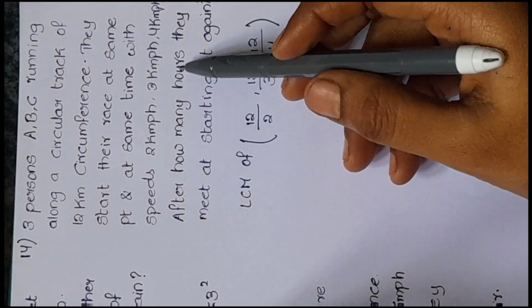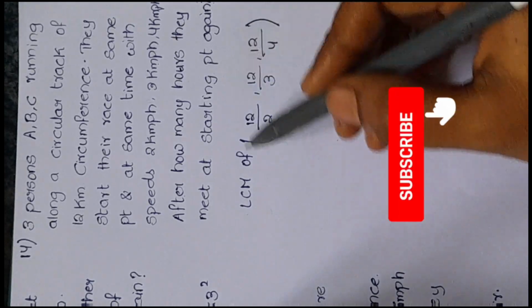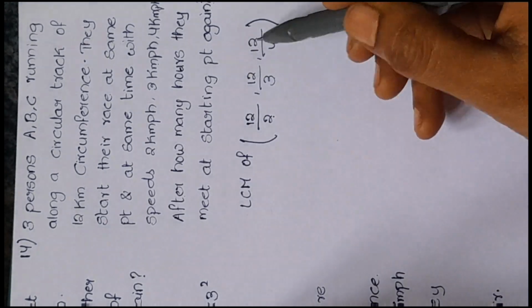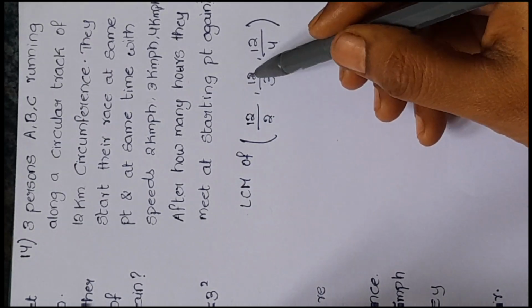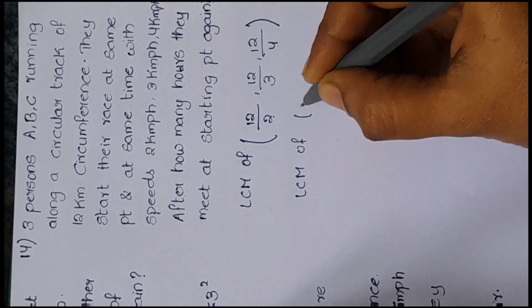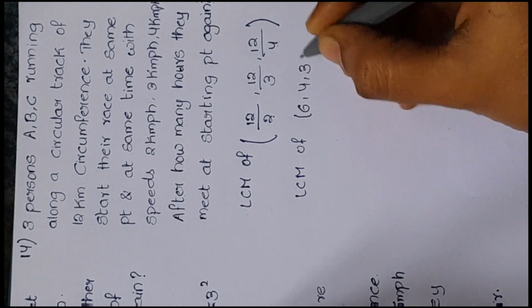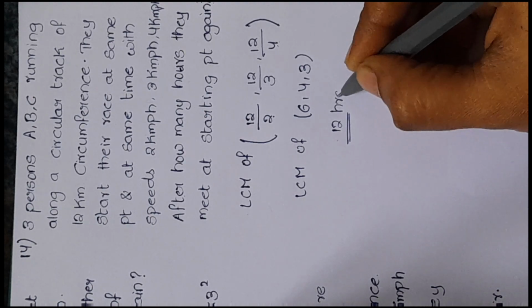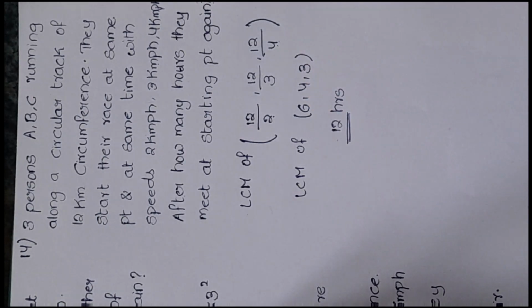In the question, after how many hours they meet at the starting point is given. So we should find the LCM of c by x, c by y and c by z. That is 12 by 2, 12 by 3 and 12 by 4. Now 12 by 2 is 6, 4 and 3. LCM of 6, 4 and 3 is 12. So after 12 hours they meet again at the starting point.